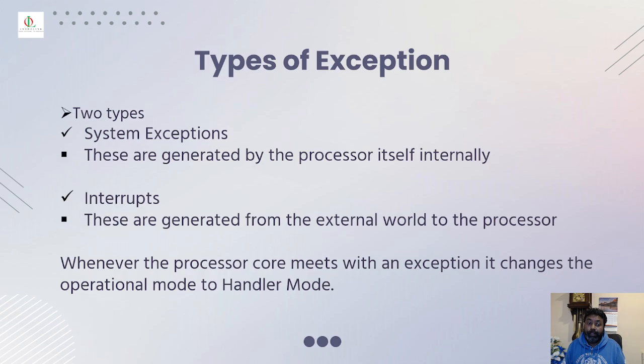Whereas interrupts are the ones created from outside the processor. They can come from the peripherals or from other sources outside the processor. That's called an interrupt. Whenever the processor core meets with an exception, it changes the operation mode to handler mode. As you learned in the previous session, a normal program runs in thread mode. So when an exception happens, it changes from thread mode to handler mode. That's what an exception is.